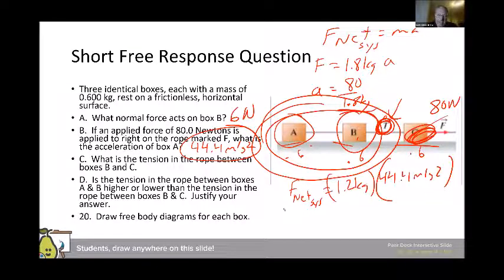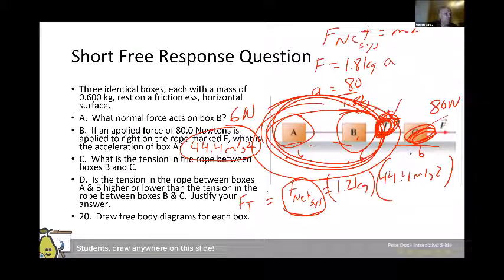And again, we know that this F net of system is this tension. This is the net force acting on those two boxes. So 1.2 times 44.4. 53.3 or thereabouts.